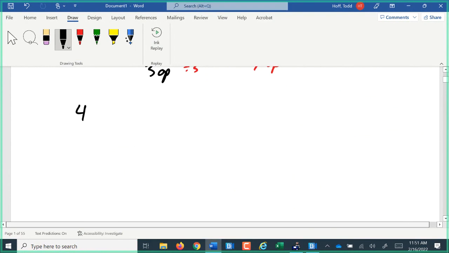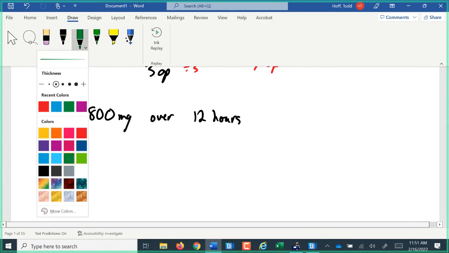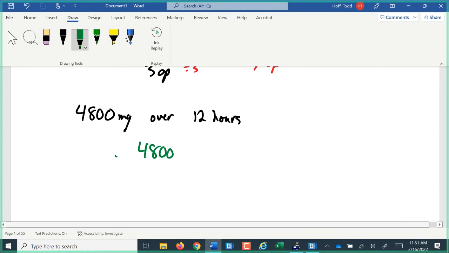We might have 4,800 milligrams over 12 hours. So our rate of medication there, 4,800 milligrams over 12 hours. And I'm just going to jump to the reduced form there. I'm going to guess you guys can divide by 12. That's 400 milligrams per hour.